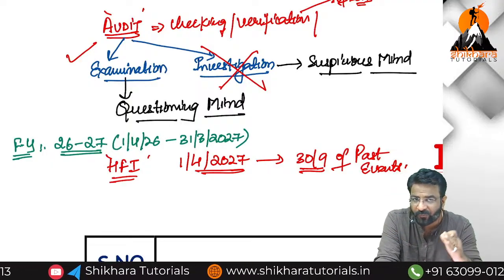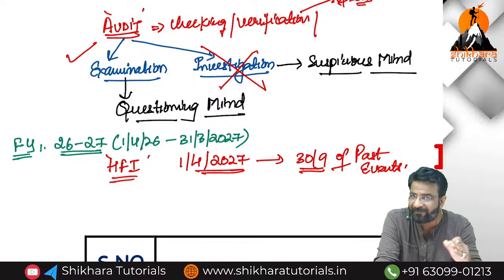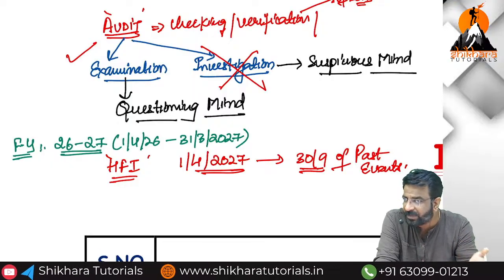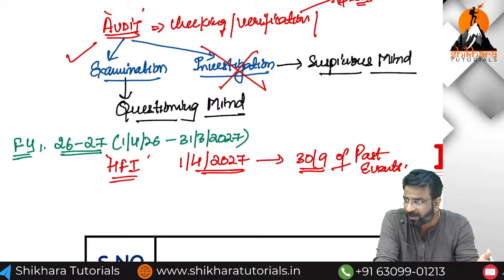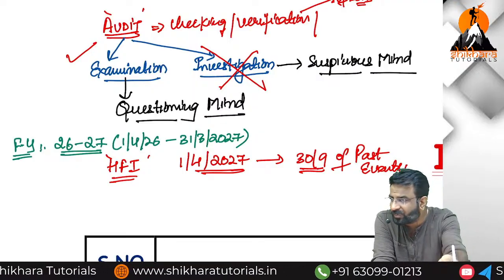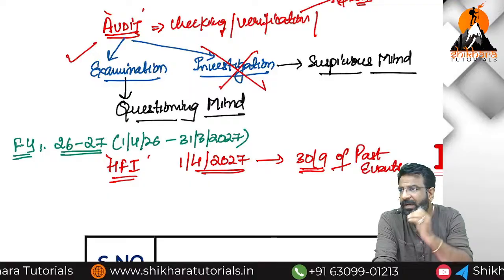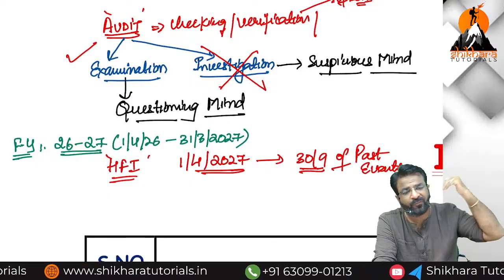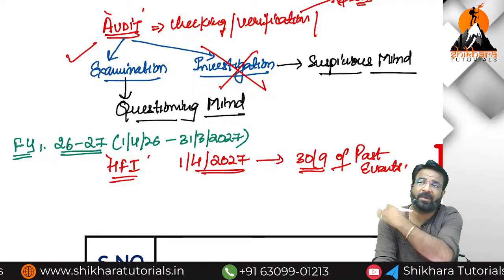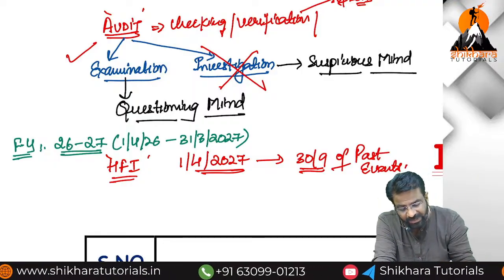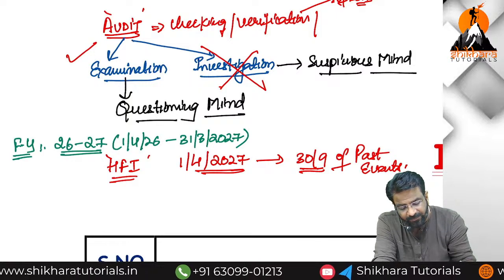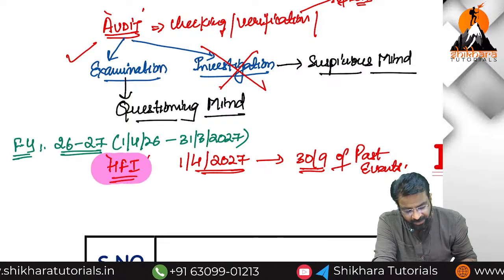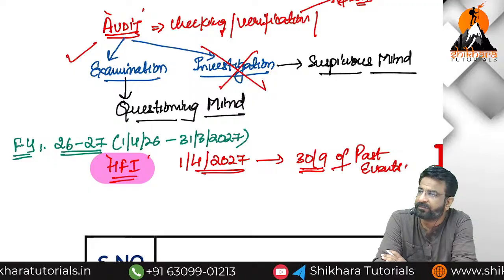Financial year. Once the financial year is over, he will prepare his financial statements. Once the financial statements are prepared, he will hand them over to a chartered accountant, who will come and do the audit. So we never do the audit of present, we never do the audit of future. We do the audit of past. So we call it HFI. What do you mean by HFI? Historical financial information. Did you get the point?